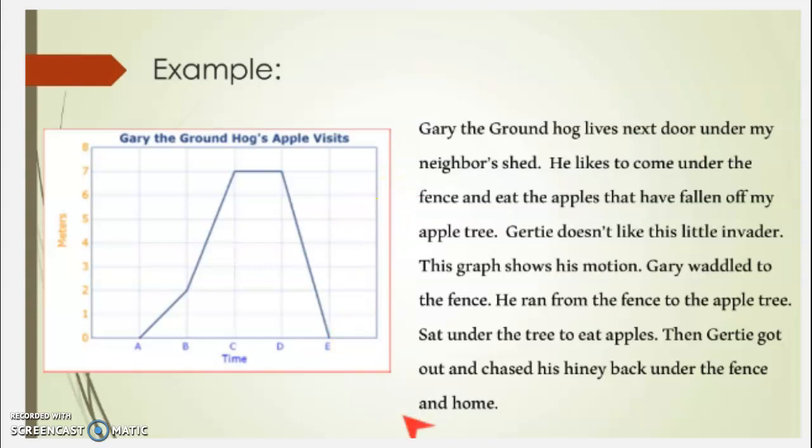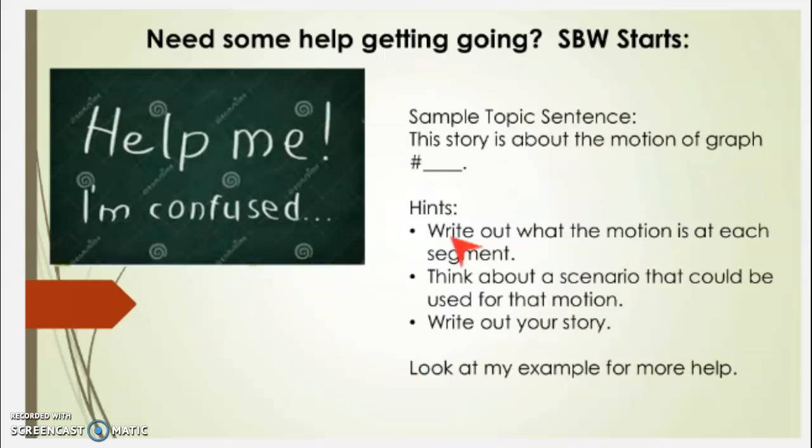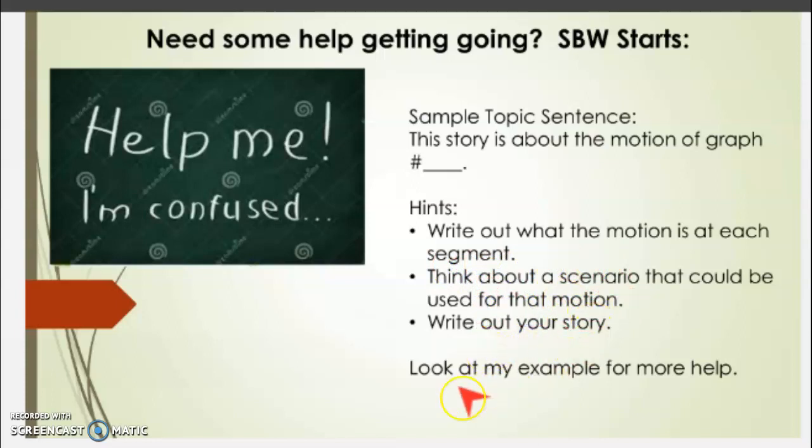Okay. So please make sure that you use your notes, which can help if you need them. You can start the story off with, this story is about the motion of graph and then the number. Then write out what motion is at each segment, then think about a scenario that could be used for that motion, and then write out your story. Okay, and you can always look at my example for more help.